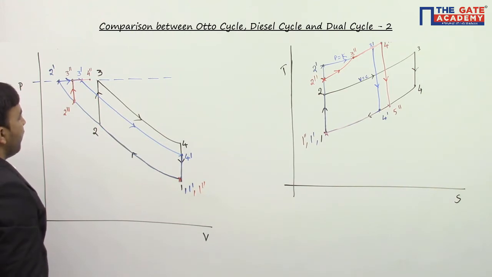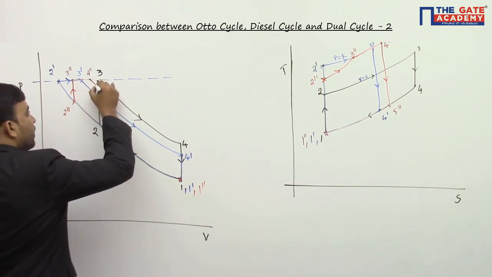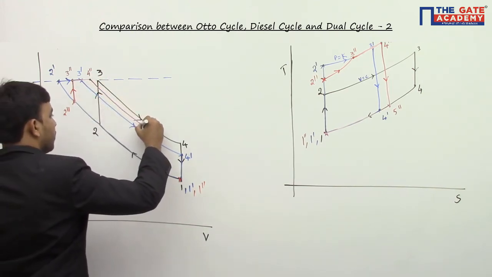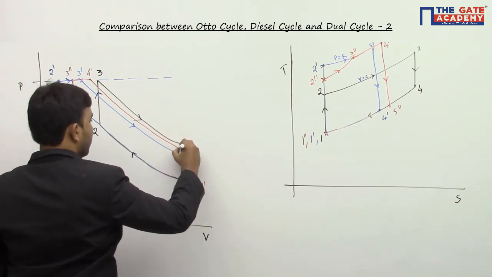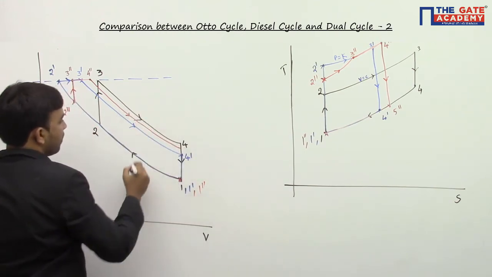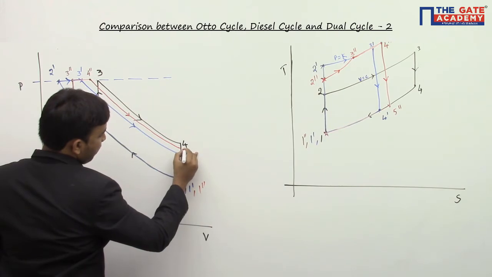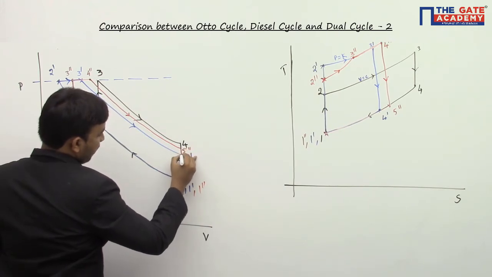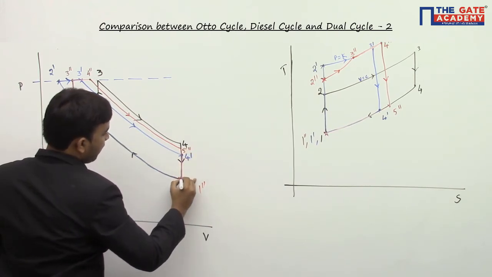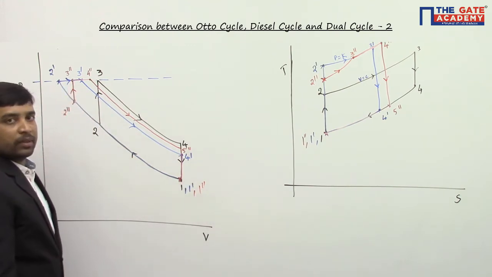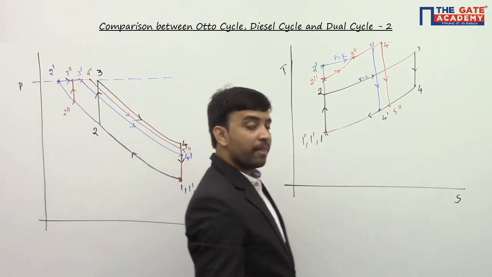This is the state. And then I go for a reversible adiabatic expansion process till I reach the initial volume. Once expansion is done, I am calling this 5 double dash. Then at constant volume, I go for heat rejection till I reach the initial state. So this is how we complete the cycle.